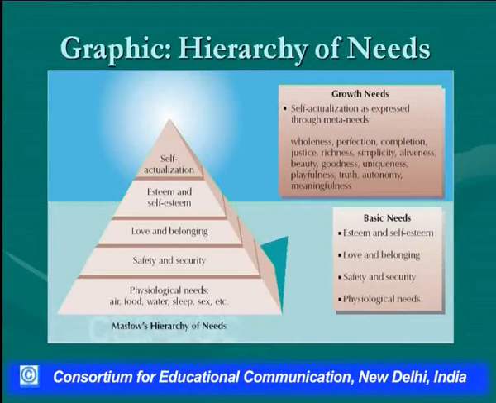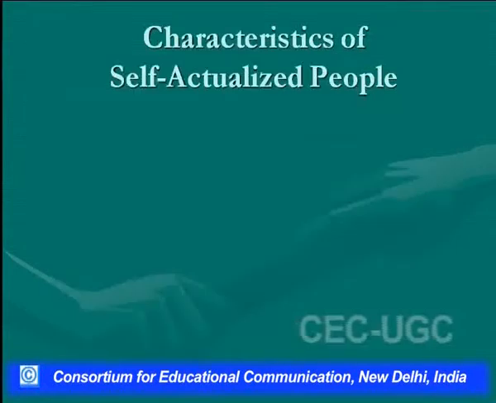The self-actualization needs are expressed through the meta needs, that is the wholesomeness, perfection, completion, justice, richness, simplicity, aliveness, beauty, goodness, uniqueness, playfulness, truth, autonomy, and meaningfulness. So these are the theories which we have talked about as far as the self-actualization needs are concerned.